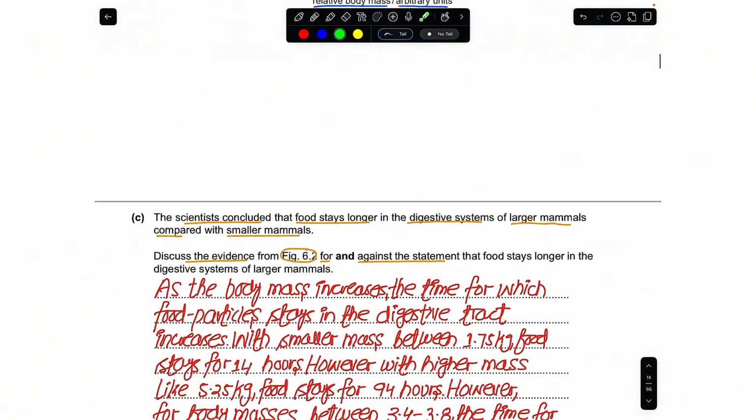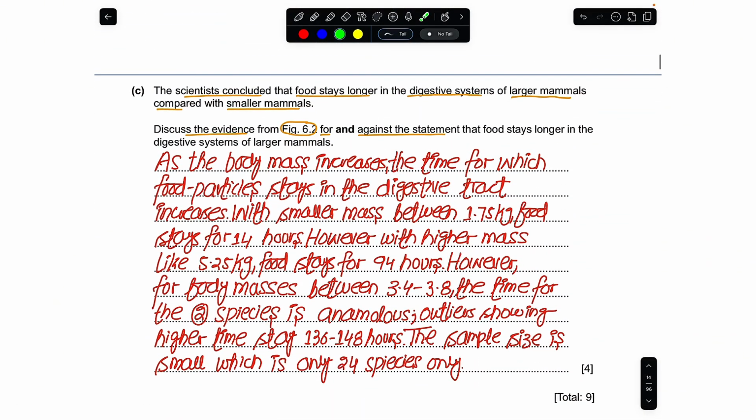Now, whatsoever I have highlighted in the graph, I'm not going to be speaking it up for you. We would say that as the body mass increases, the time for which the food particle stays in the digestive tract also increases. Then I have told him the same point: when the body mass is about 1.75 kgs, the food stay is smaller, 14 hours.